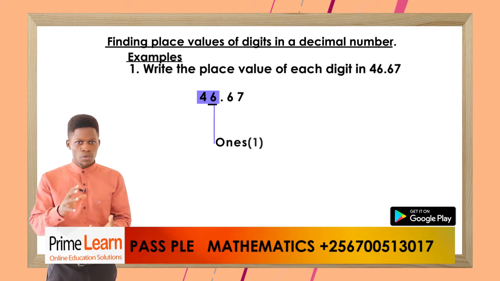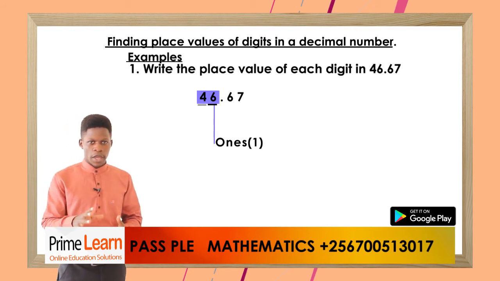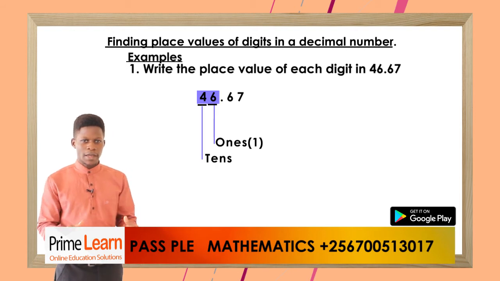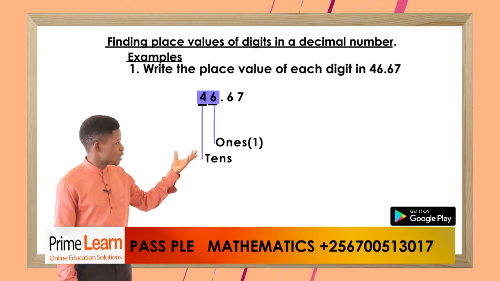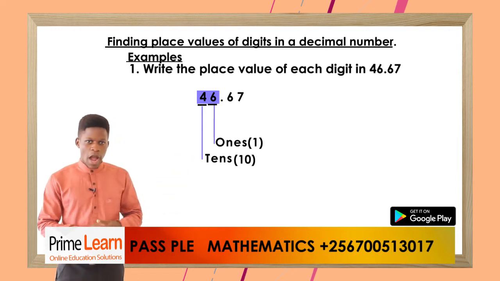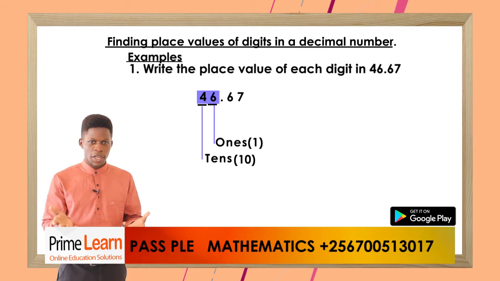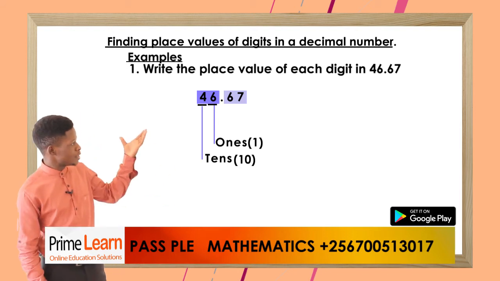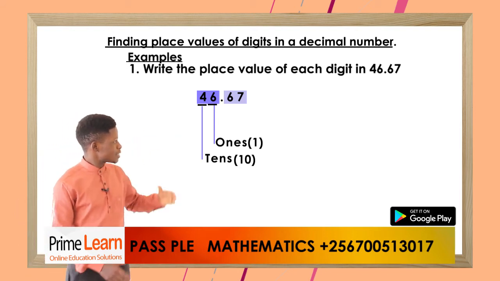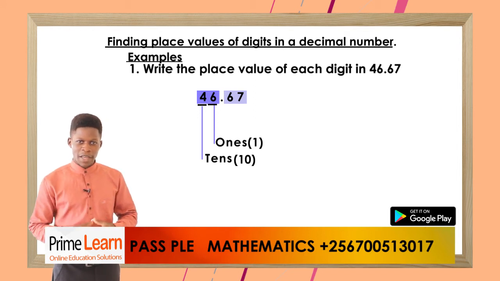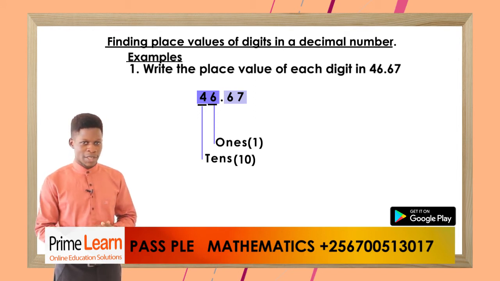When we go on, we are looking at digit 4 in the whole number part, and it is in the place value of tens. Its place value is going to be written in figures as 10. After finishing the whole number part, then we are going to go to the decimal part. In our decimal part, my dear learner, we are having digit 6 and digit 7, as you can see there on your screen. Now we are going to write the place value of each of those digits.